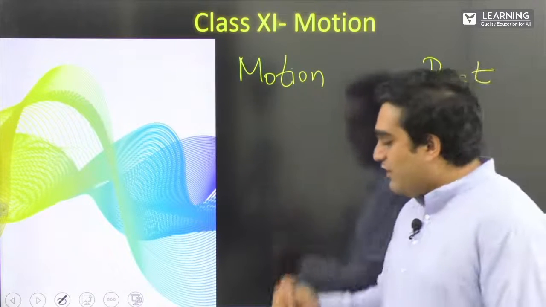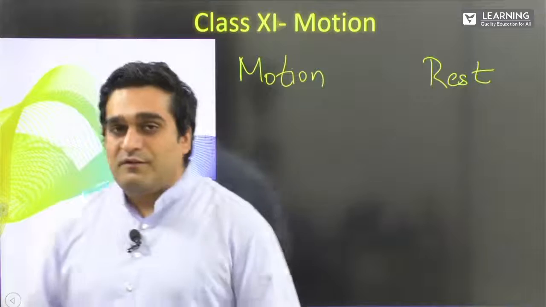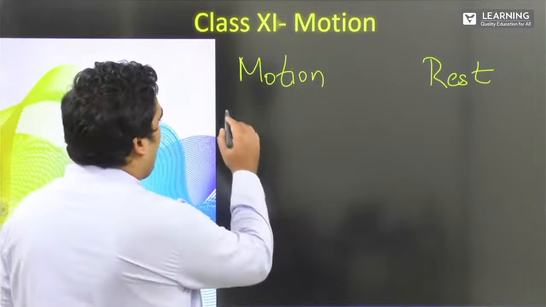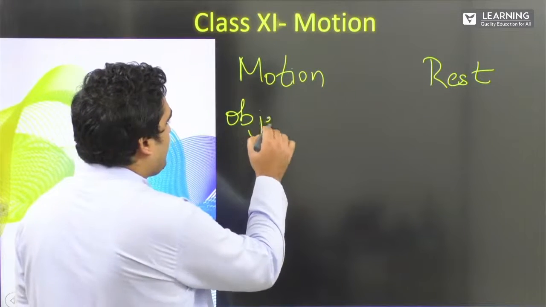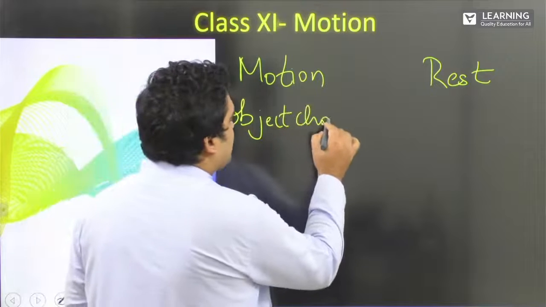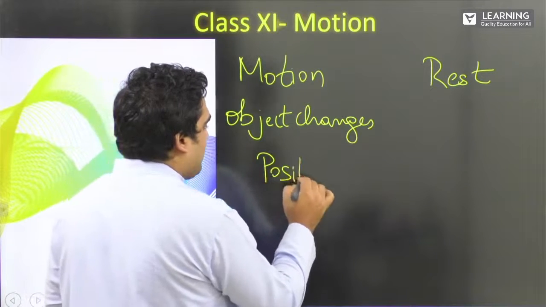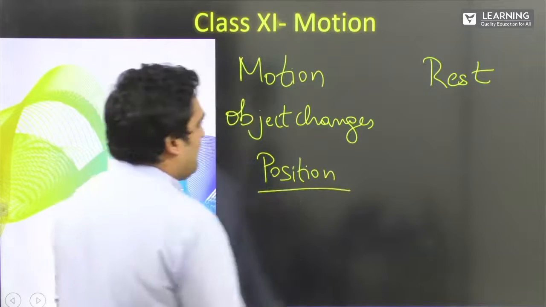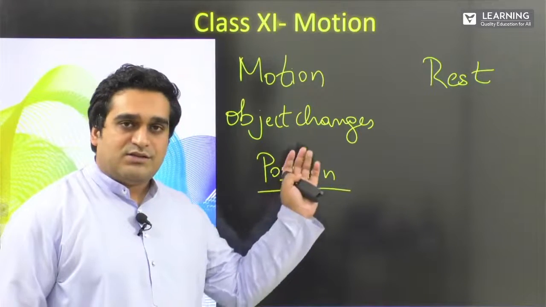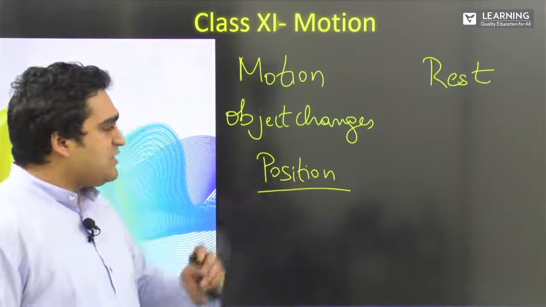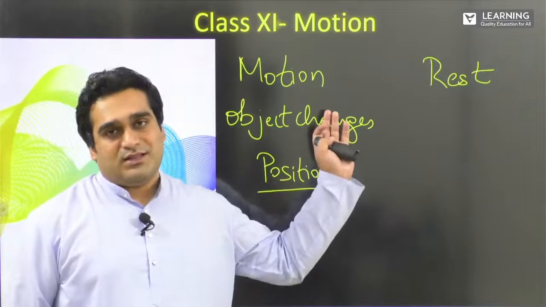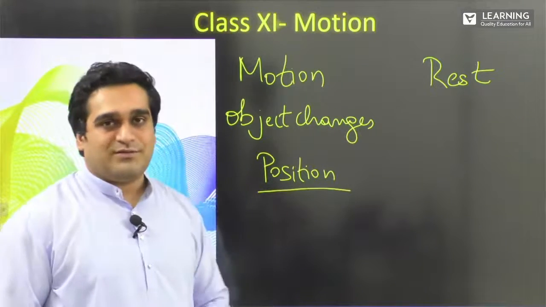So how do we define objects that are in motion? When an object changes position. When an object changes its position, then we say that the object is in motion.